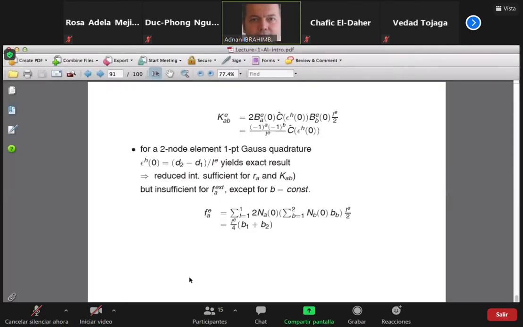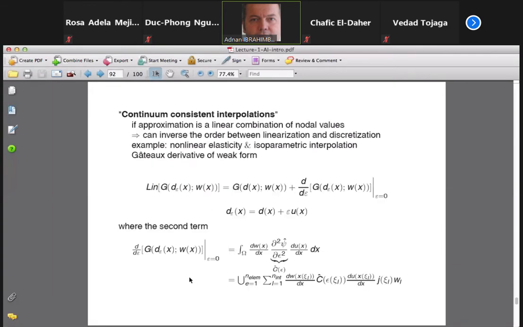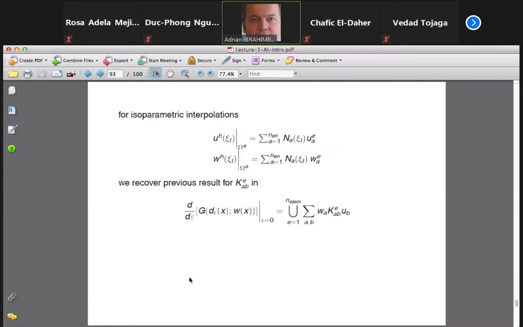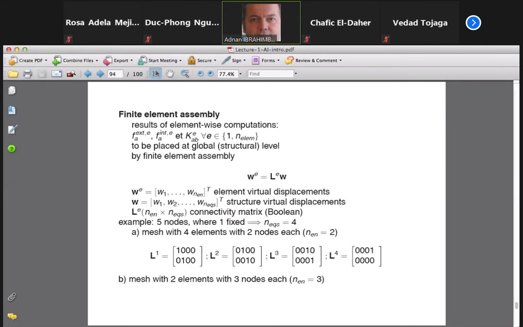Now, let me just wrap it up with a couple of things here. These are so-called continuum consistent interpolation. We have isoparametric interpolation, so that means you can linearize and then discretize. We'll talk about that later. And isoparametric interpolation will allow you to do this.